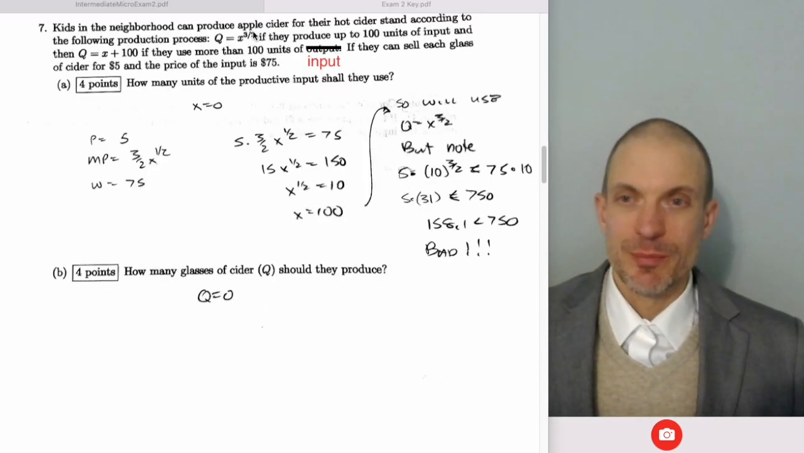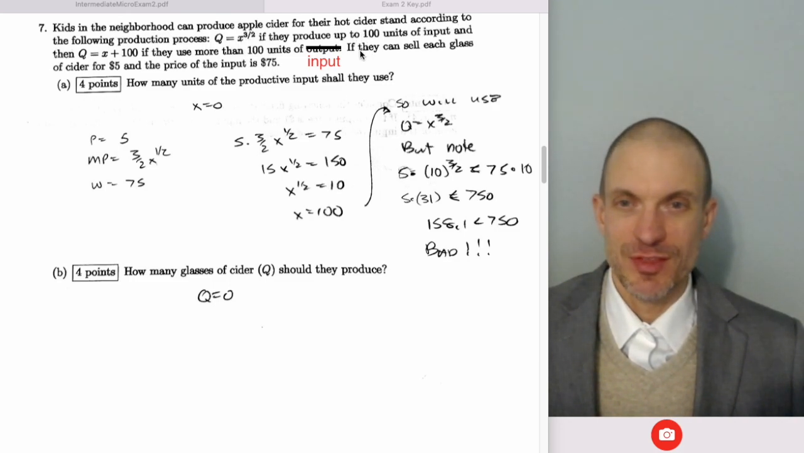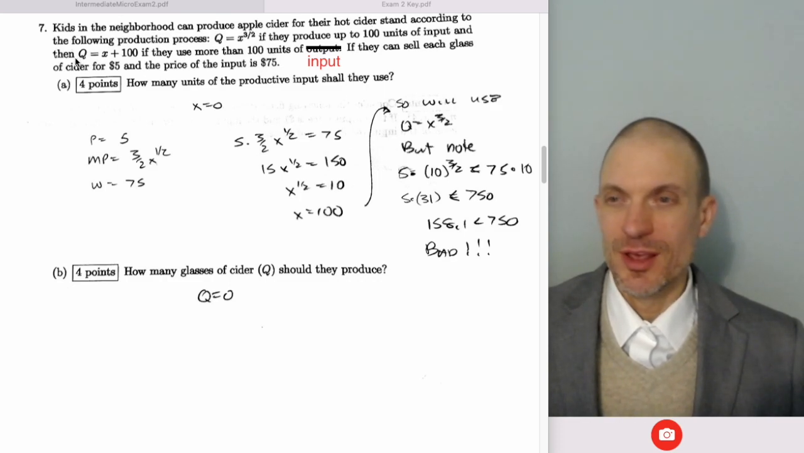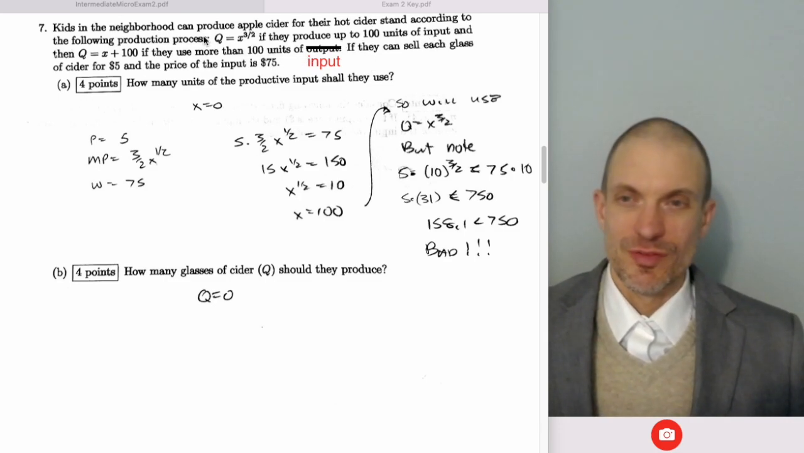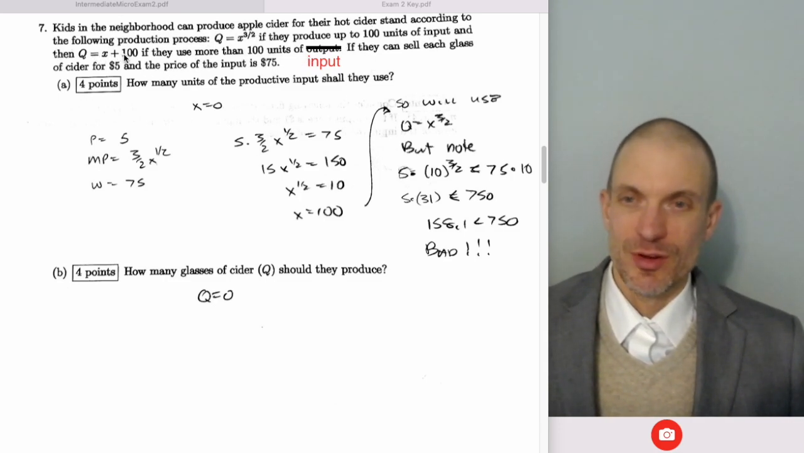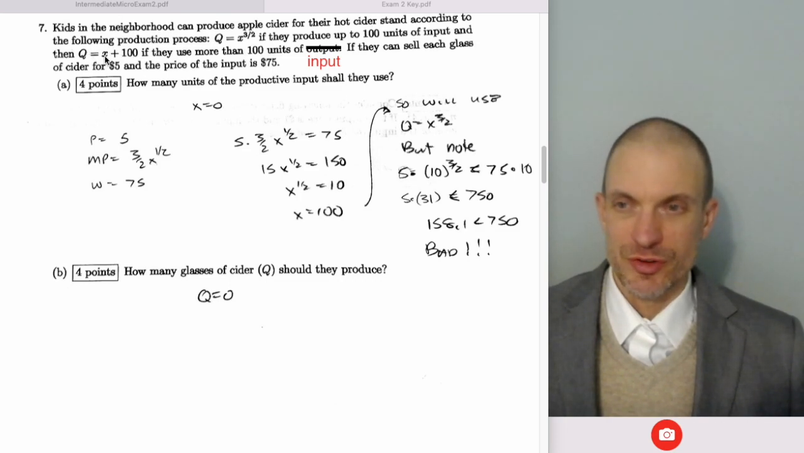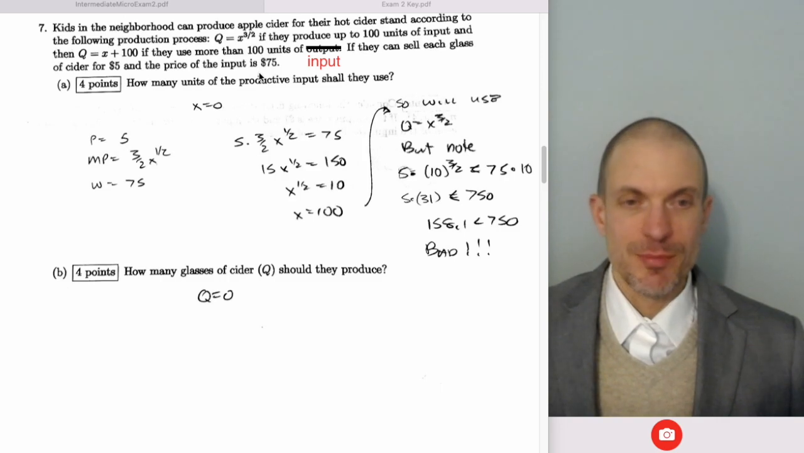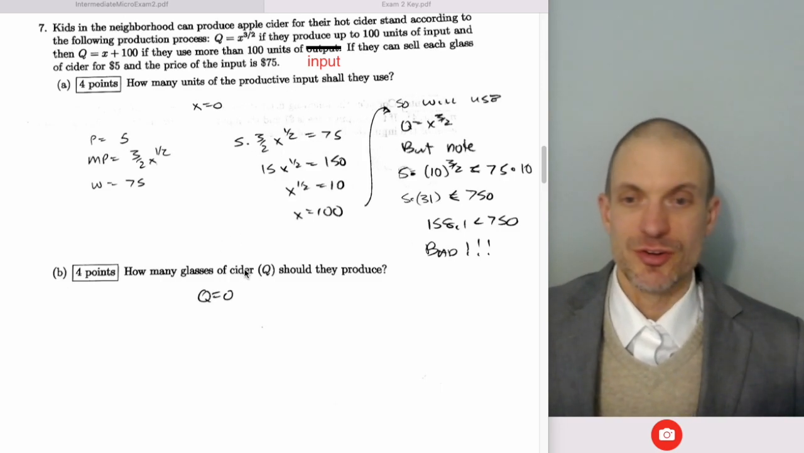Kids in the neighborhood can produce apple cider for their hot cider stand according to the following production process. Q is equal to x to the 3/2 if they use up to 100 units of the input. Then Q is equal to x plus 100 if they use more than 100 units of the input. If they sell each glass for $5 and the price of the input is $75, how much of the input should they use, and then how many glasses of cider should they produce?